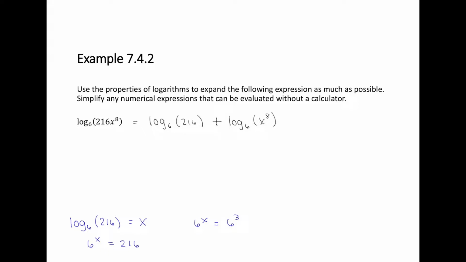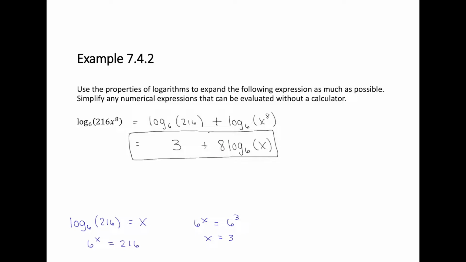216 is 6 to the third power, which means x is equal to 3. Okay, so x is equal to 3, so this expression is equal to 3. So we can come up here and we can say 3 plus 8 times the log base 6 of x. And on that second logarithmic expression, I used the power rule and brought the exponent down in front as a multiplier.